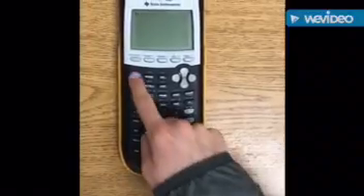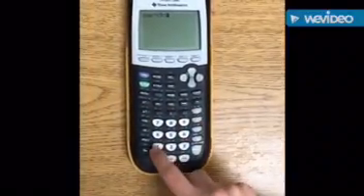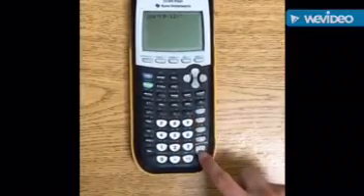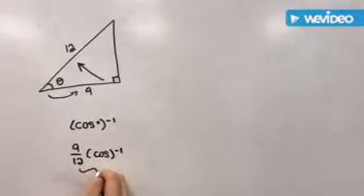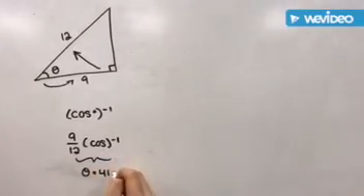To do this on a calculator, you would do second cosine to make it negative. Then you would do 9 divided by 12. This equals 41.40. Now we know that the missing angle equals 41.40.